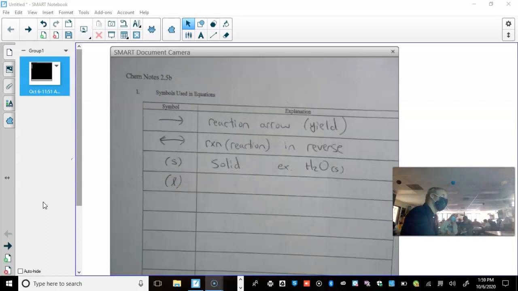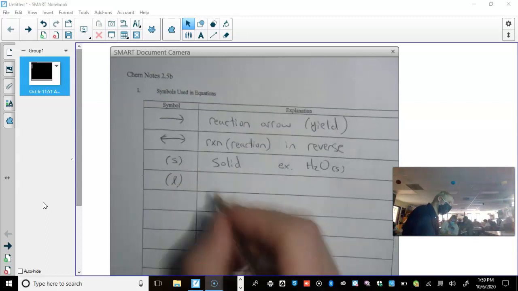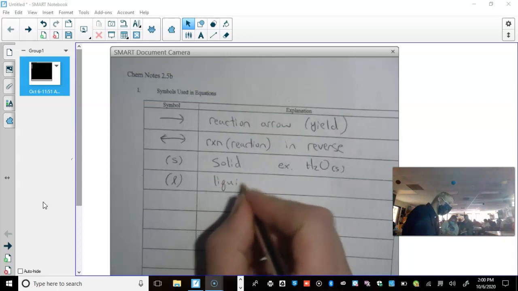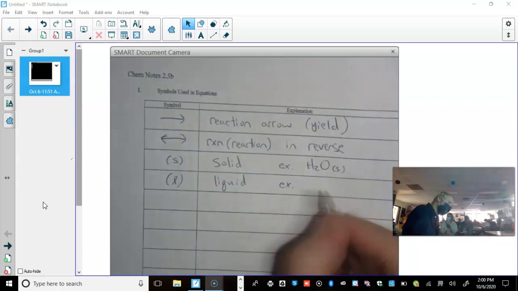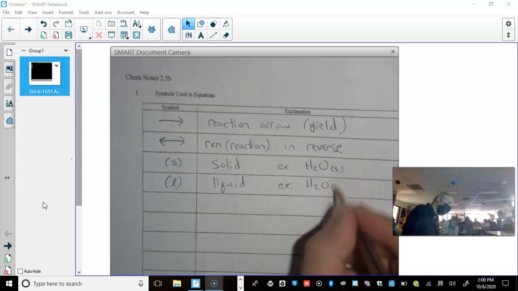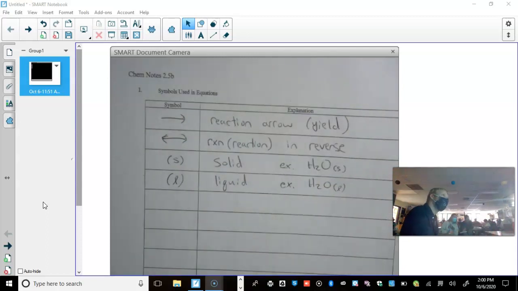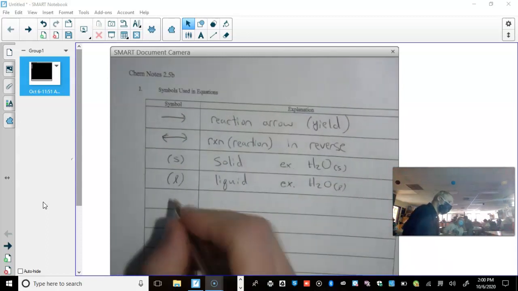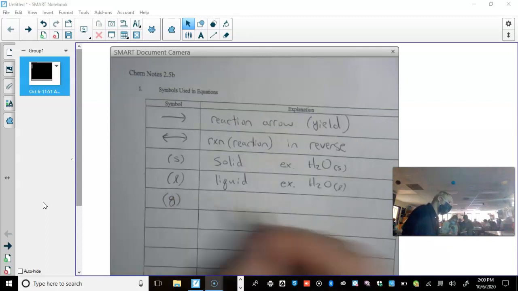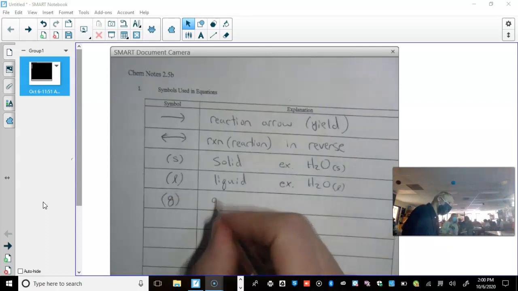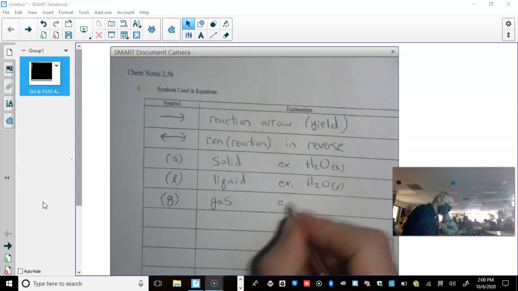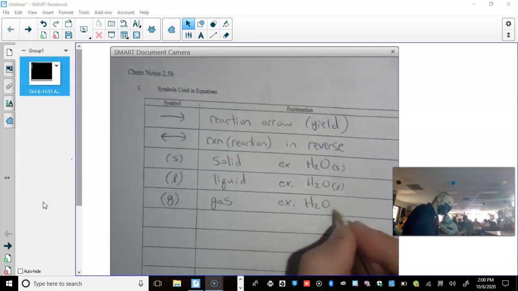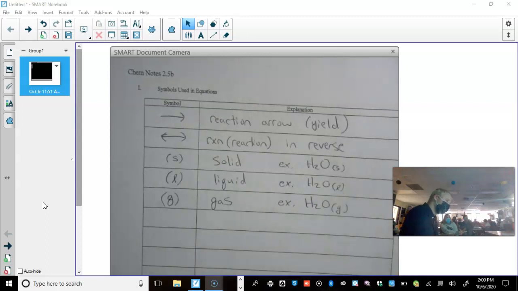And then that's an L, that's cursive. And we got liquid. Example would be H2O, liquid. What do you think G stands for? Gas, you got it. What is the one above that? Liquid. That's an L, cursive L. Do we have to do it in cursive? You can have it in regular L, yeah.